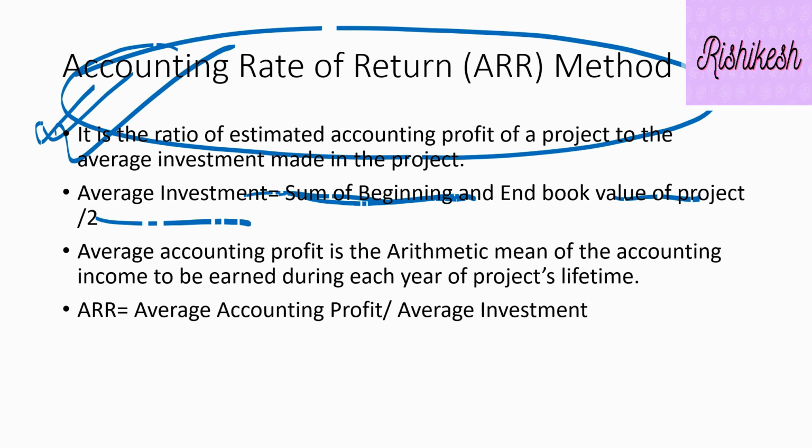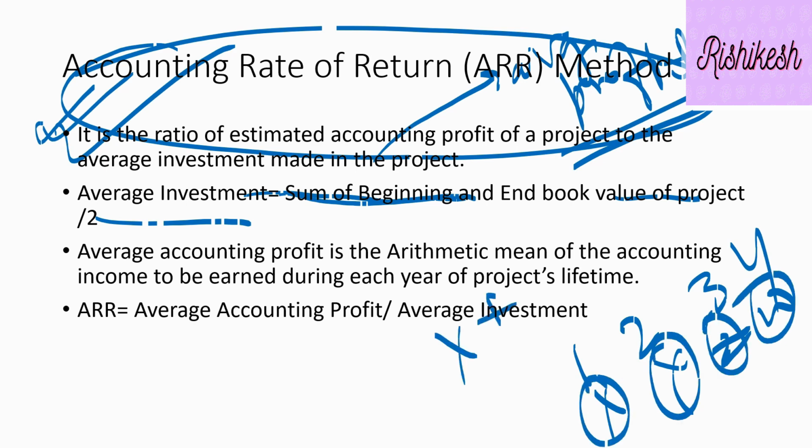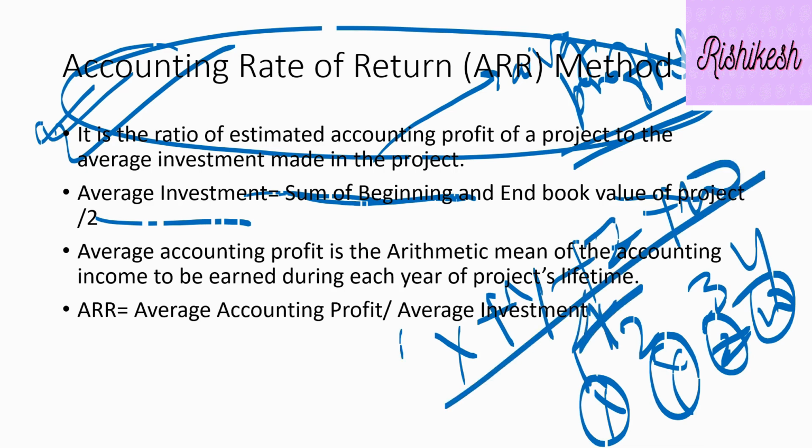Now, this estimated accounting profit is an average profit. Remember this thing. This is an average profit. It means that if you have got first year, second year, third year, fourth year, and you have got X, Y, Z, W accounting profit in different years, then X plus Y plus Z plus W divided by 4 will be your estimated accounting profit. So estimated accounting profit is an average profit that we are talking about, relative to the average investment made, right?